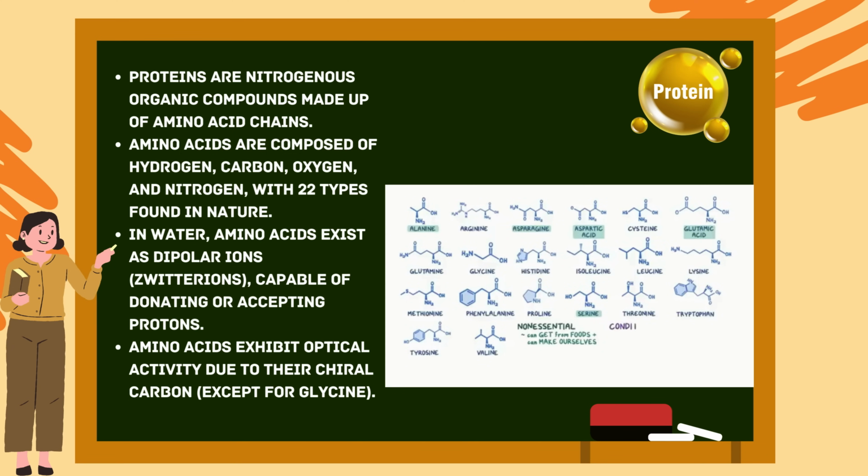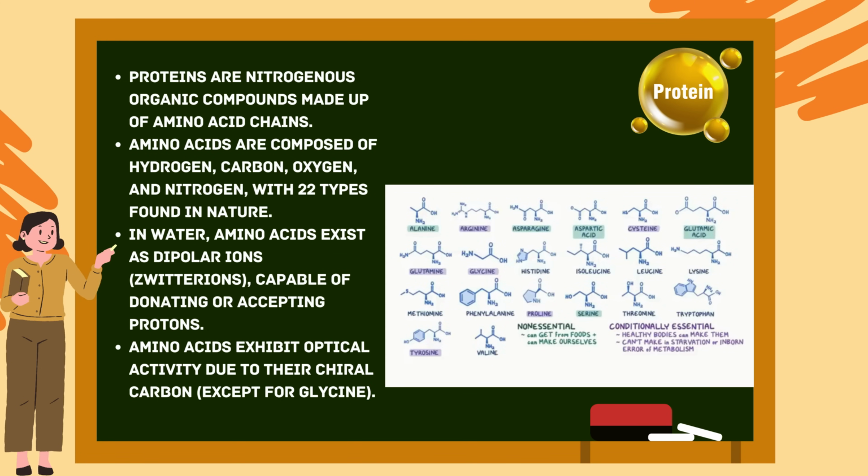Then there are 6 that we call conditionally essential because healthy bodies can make them under normal circumstances: arginine, cysteine, glutamine, glycine, proline, and tyrosine. But we can't make them in cases like starvation or certain inborn errors of metabolism.